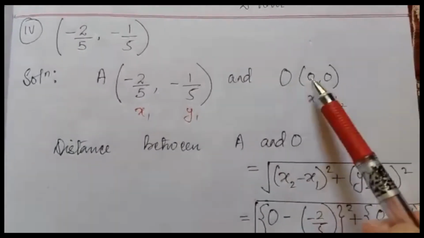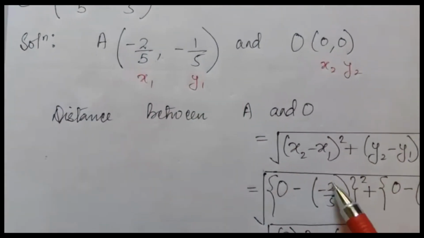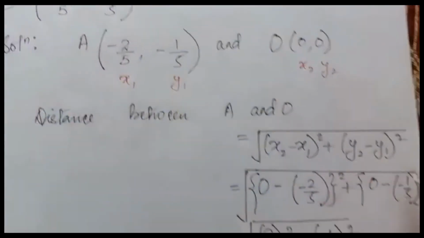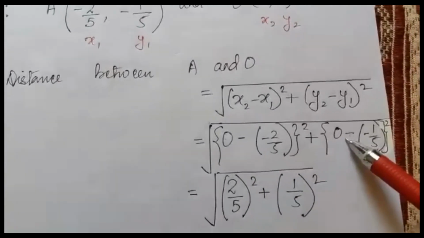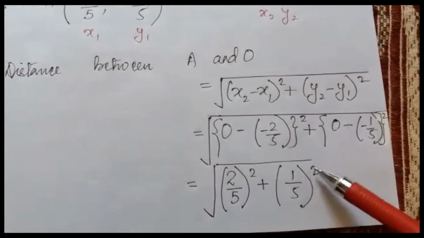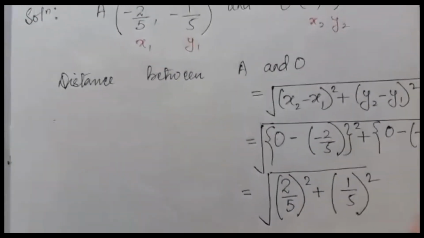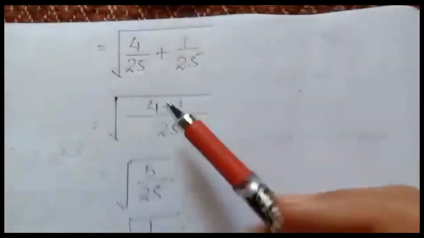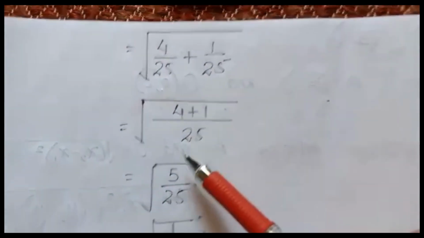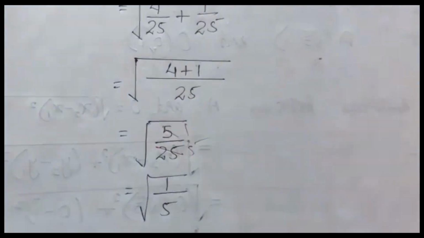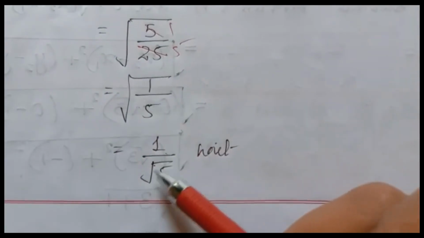Now next consider this A and this one is O, origin. Use the formula, then x2 is 0, x1 is minus 2 by 5. So 0 minus minus 2 by 5, 0 minus minus 1 by 5. So 0 minus into minus plus 2 by 5 whole square plus 0 minus into minus plus 1 by 5 whole square. So 2 square is 4, 5 square is 25, 1 square is 1, 5 square is 25. Then you will get 4 by 25 plus 1 by 25. LCM is 25. So 4 plus 1, 5. 5 ones are 5. 5 fives are 25. So square root of 1 by 5. We know square root of 1 is 1 and square root of 5 is root 5 unit.